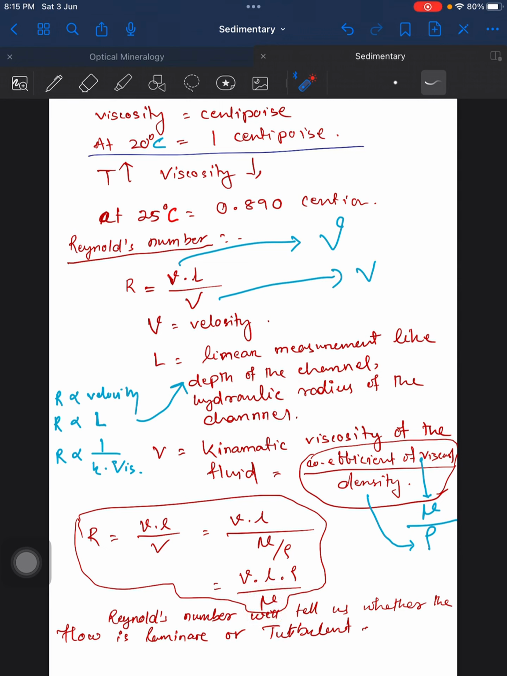If you have the data of these three quantities, then you can find the Reynolds number. The Reynolds number will decide whether the flow will be laminar flow or turbulent flow. So what is laminar flow and what is turbulent flow? That picture should be in our mind, otherwise there will be no use of the Reynolds number.